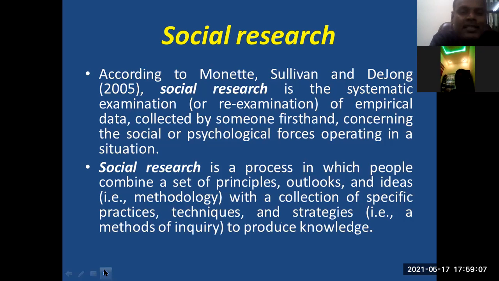Research is going to be of different types. If it is done in social science, then it is considered as social research. According to Moneta, Sylvian and De Jong, social research is a systematic examination, or you can say re-examination, of empirical data collected by someone first hand and concerning the social or psychological forces operating in the situations. If you are following a systematic way of examining or re-examining the empirical data collected by someone first hand concerning social and psychological forces operating in a social situation, it is considered as social research.